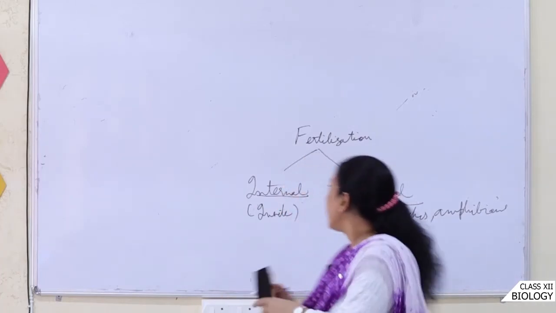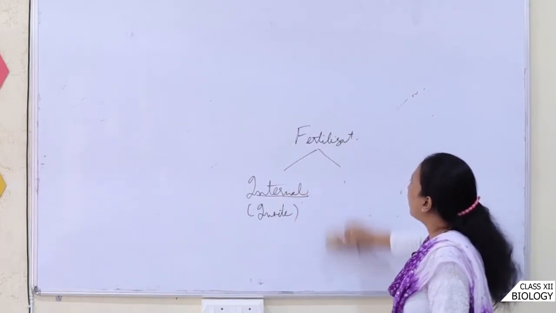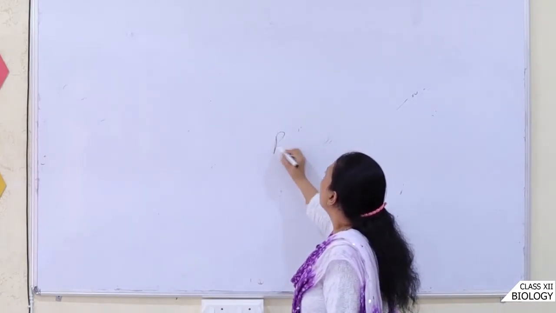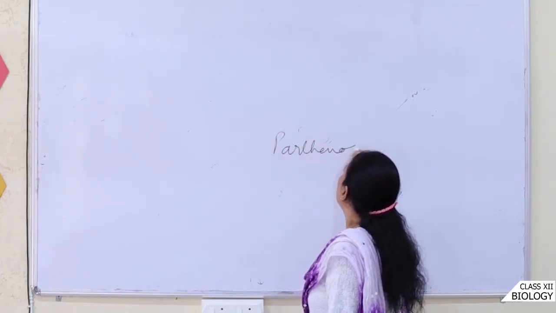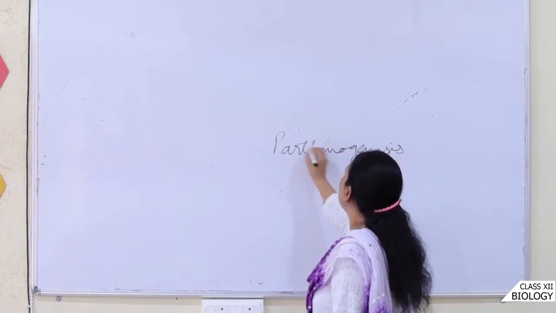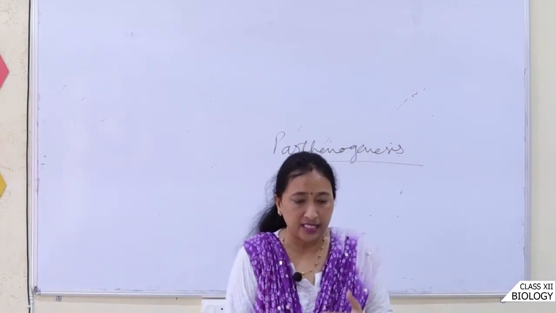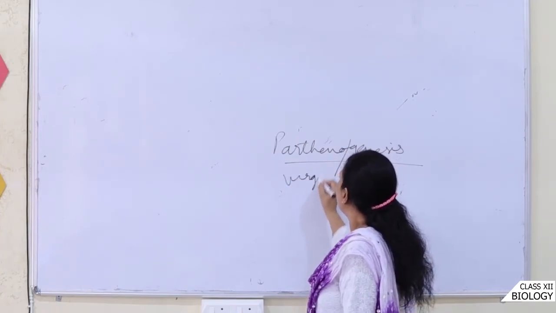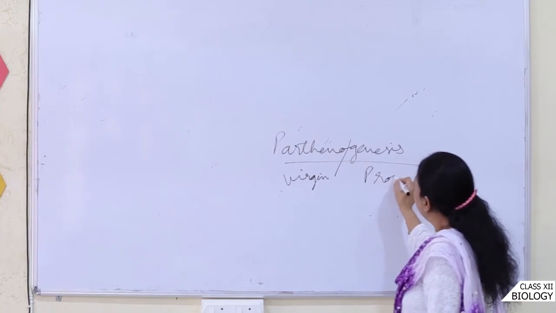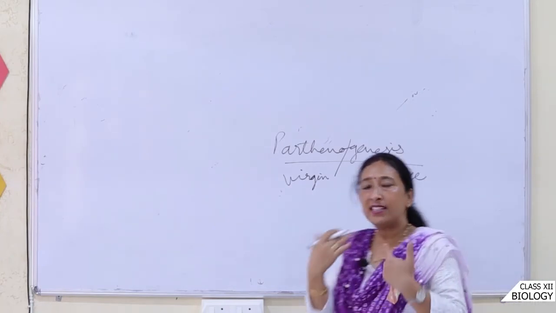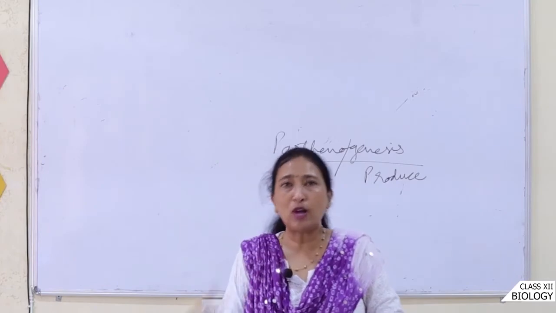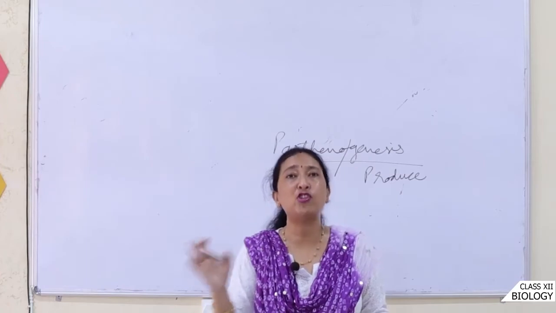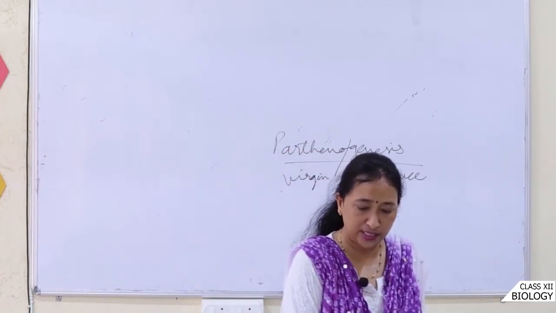Now, the last topic of this lesson is parthenogenesis. What is parthenogenesis? Parthenos means virgin and genesis means produce, that is, the organism is produced without fertilization. It is the development of an egg into an individual without any fertilization, which is why it is known as parthenogenesis.